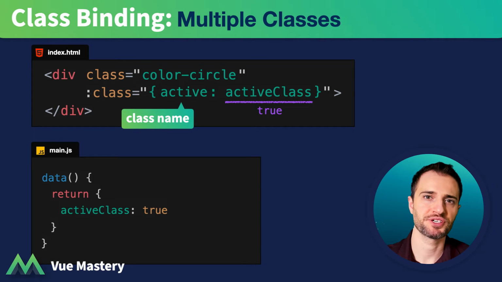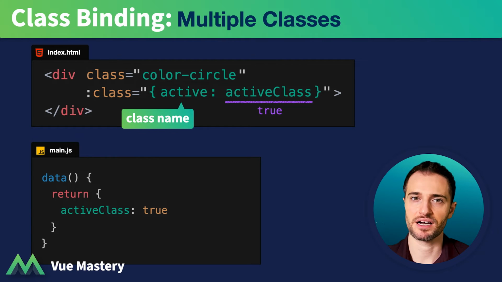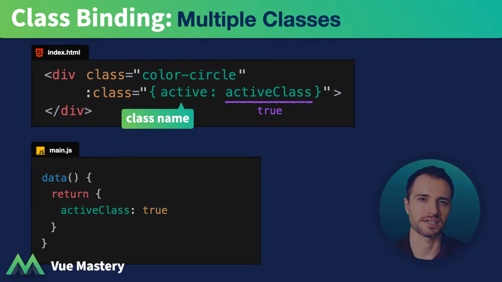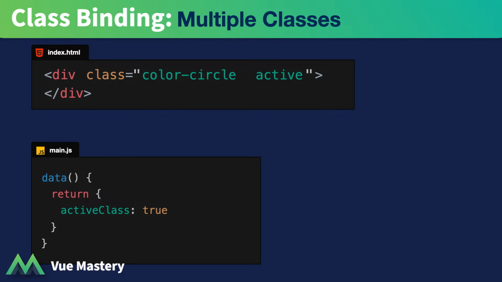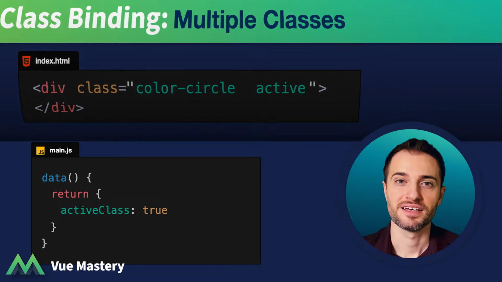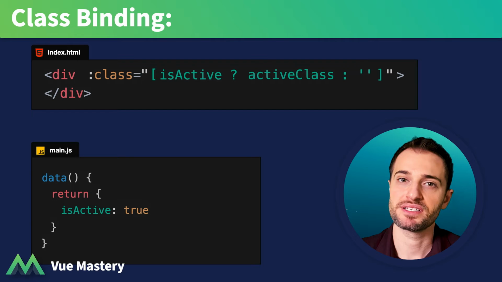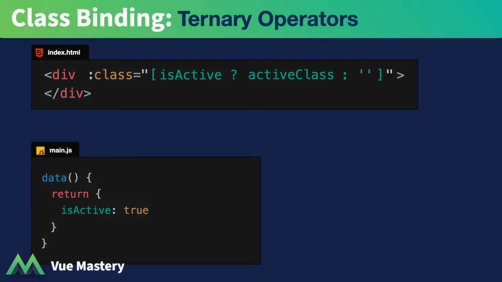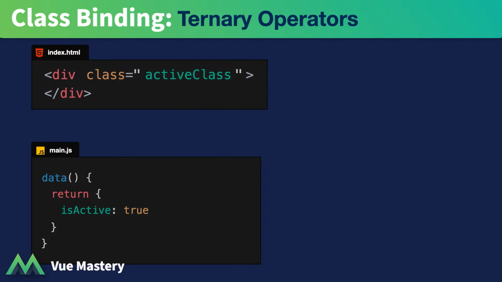At this point, you might be wondering what's going to happen here because we already have the color-circle class and we're adding another class, the active class. How does that look? Well, when this actually renders out, those classes are going to be combined like so. A helpful tool that class binding gives you is the ability to use inline ternary operators. So here we can use this array syntax and add the active class whenever isActive is true. Otherwise, we could add an entirely different class or none at all. In this case, because isActive is true, we are indeed adding the active class.